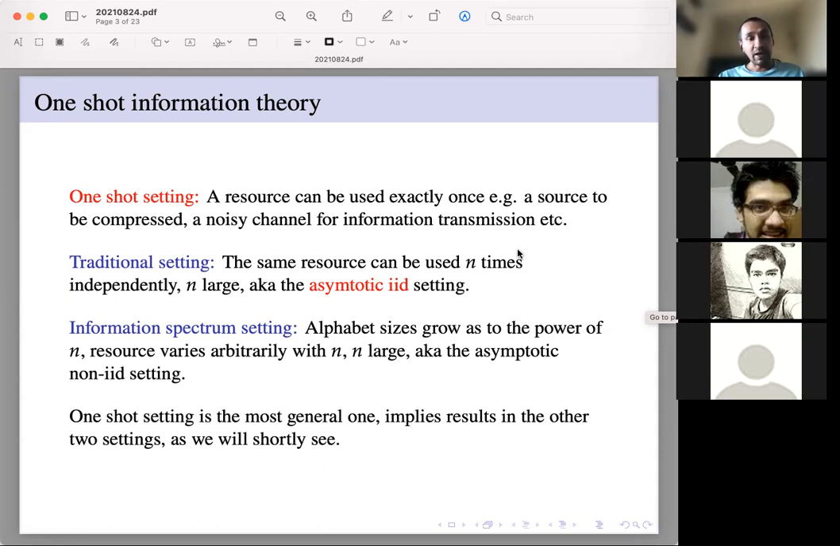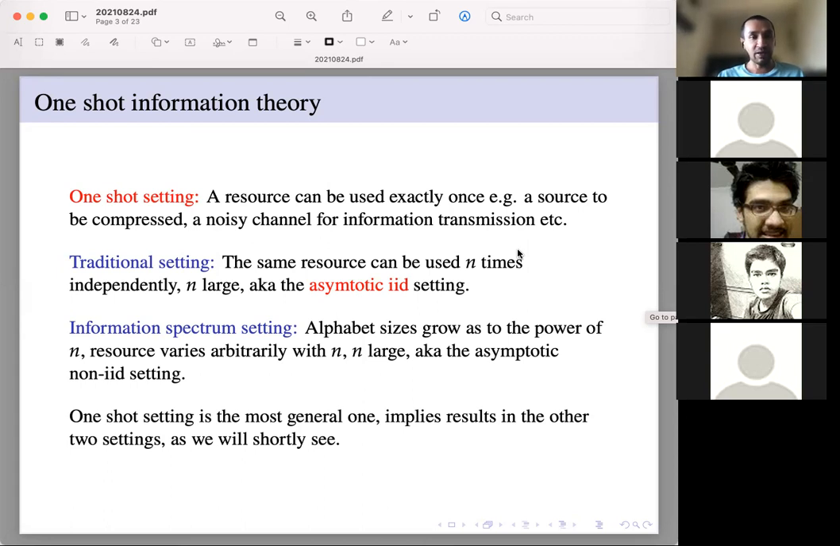Some of you may be aware that there is another setting, not so well known, which is called the information spectrum setting. There, the alphabet sizes grow to the power of n. In this aspect, it's like the traditional setting where the same resource is used n times. So let us say there is a source which I want to compress. Now the source has alphabet size k. The source is used n times independently. So now the alphabet size becomes k to the power n. So in the information spectrum setting, there is this parameter n which is growing, and the alphabet size will be k to the power n.